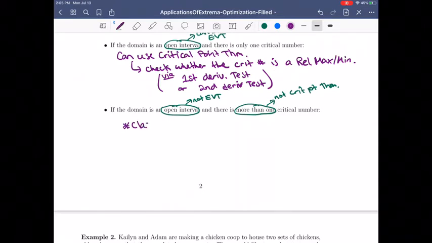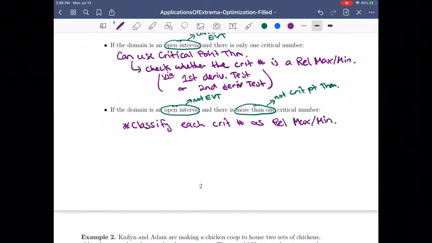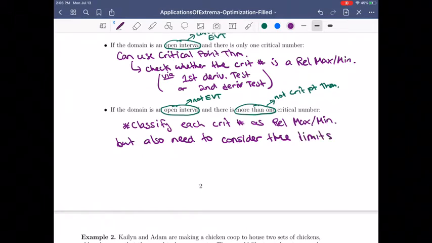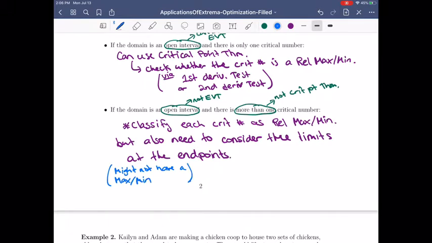So you want to classify each critical number as relative max or min, or neither. Okay, so you want to see if they're relative maxes or mins, but you also need to consider the limits at the endpoints. Okay, so whether they're infinity or not, like they're open endpoints potentially. So here you might not have a max or min. Okay, so you want to be careful. You need to think about the endpoints at least. So that's sort of the method.